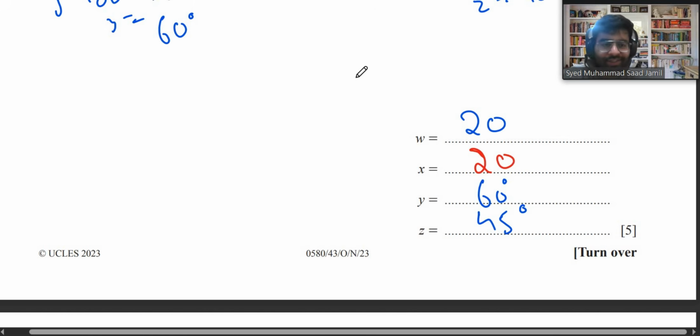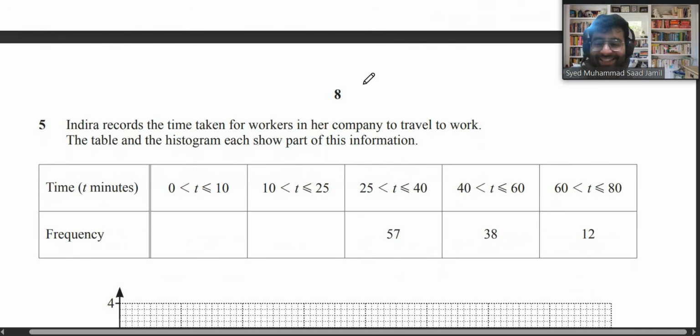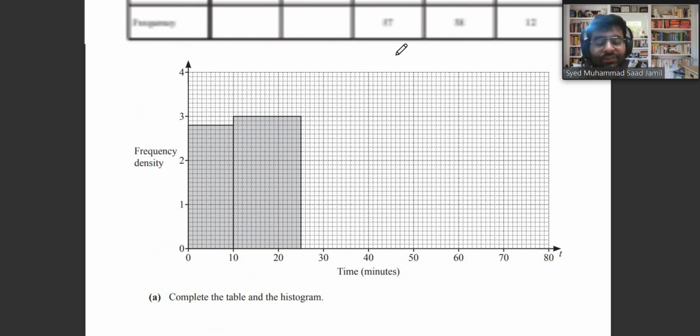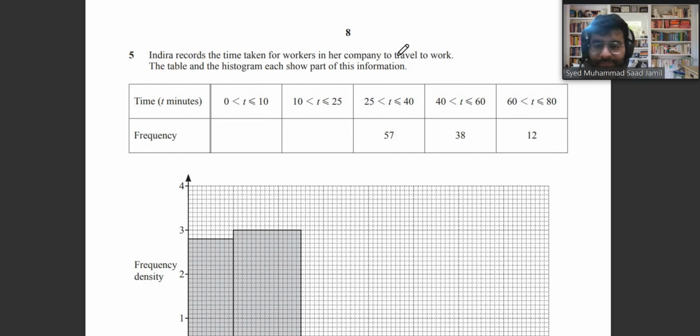So easy 5 marks. Man, this is the worst past paper ever. All the questions, I hate all of these questions.